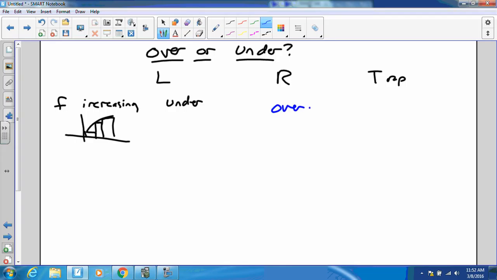What about a trapezoidal sum? The trapezoidal sum is tough because some curves increase like so, but some curves increase like so. And this trapezoidal sum overestimates, and that trapezoidal sum underestimates. So just by knowing increasing or decreasing, I don't necessarily know whether I'm going to get an over or an underestimate. Tell you what, let's finish this chart up tomorrow.